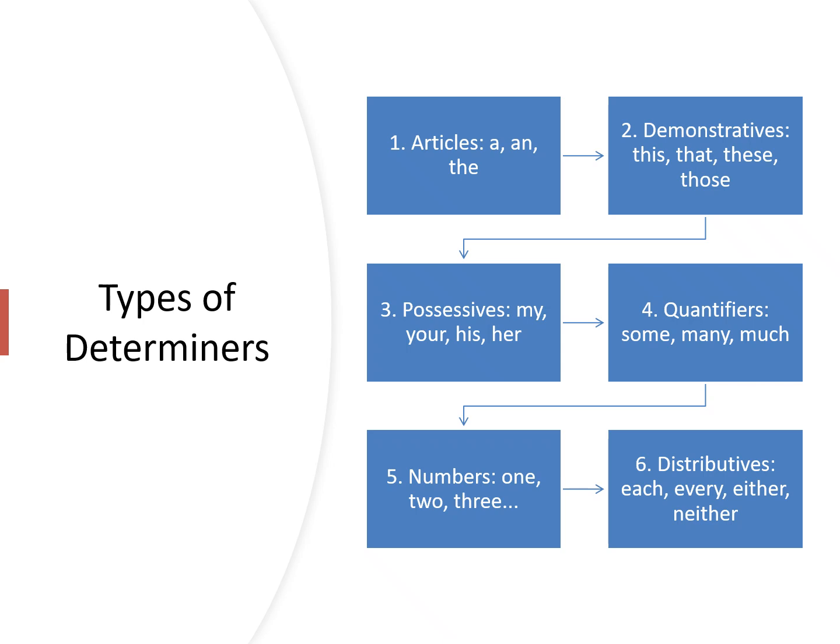Now let us look at the different types of determiners. Determiners are mainly divided into articles, demonstratives, possessives, quantifiers, numbers, and distributives. We will now understand each of them one by one.